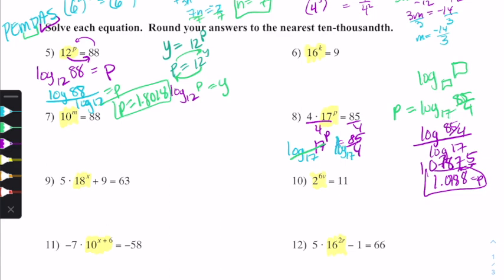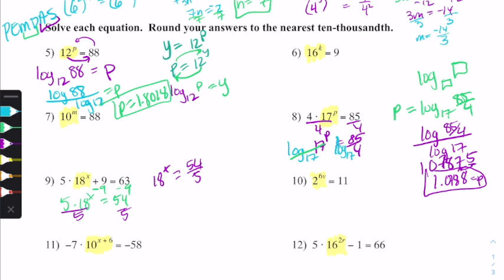So if we look at this one, as we have more things around it that are happening outside of the exponent and base. So I undo add subtract first, so I'm going to subtract 9. So we have 5 times 18 to the x equals 63 minus 9, which gives us 54. So then we are going to divide by 5, because we get rid of multiplying and dividing next. So then we have 18 to the x equals 54 fifths. Again, I know I'm going to have to go to my calculator in a minute, so I'm just going to write it as 54 fifths.